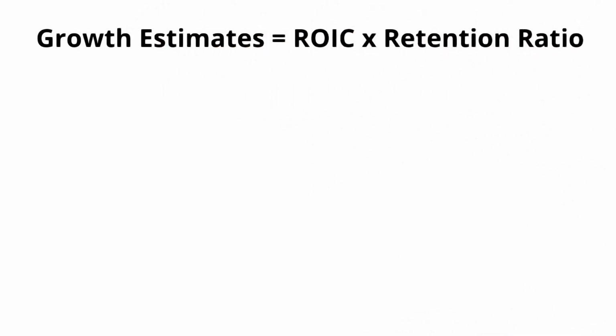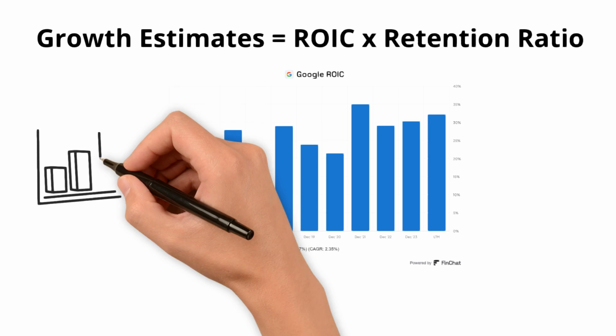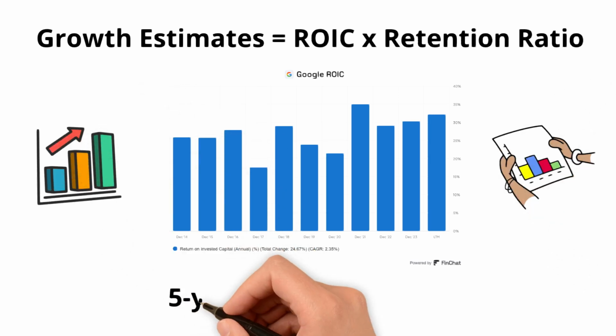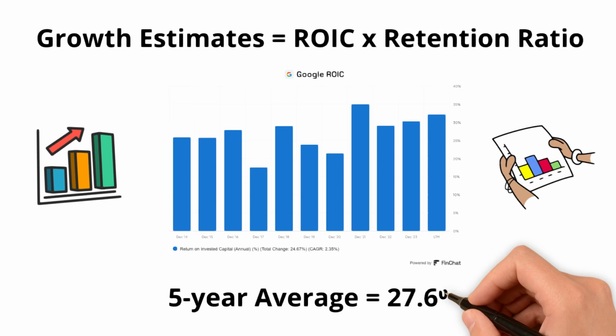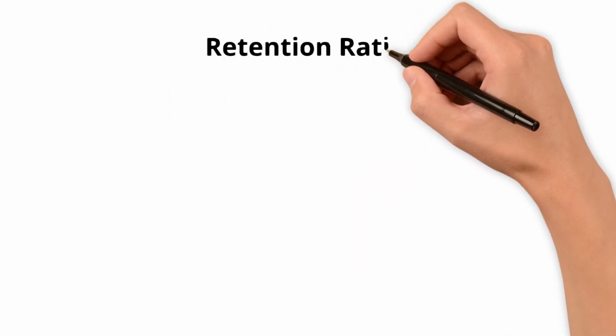A few formulas first. Growth estimates equals ROIC times retention ratio. First, we can find ROIC or return on invested capital on our favorite financial website, finchat.io, and Google's average 5-year rate equals 27.6%. The retention ratio is a bit more involved.